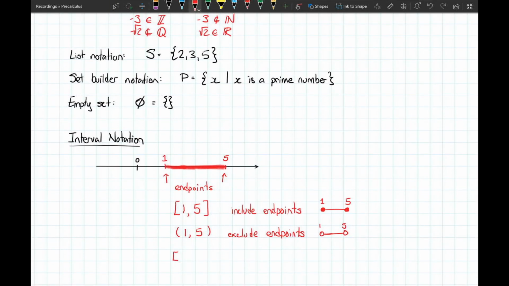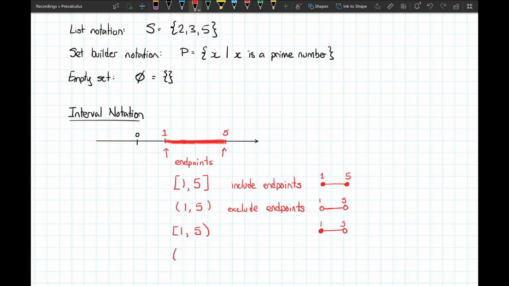And you can use combinations of these two things. You can have a square bracket on a 1, and you can have a round bracket on a 5. In this case, that would be including the 1, but not including the 5. And last combination here, a round bracket on the 1 and a square bracket on the 5. If you don't want to include the 1, you do want to include the 5.